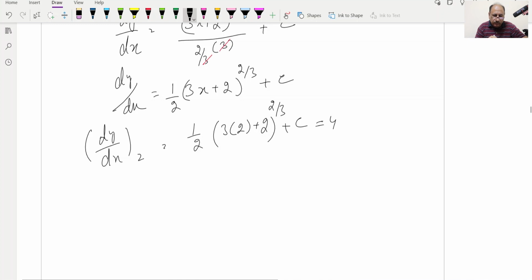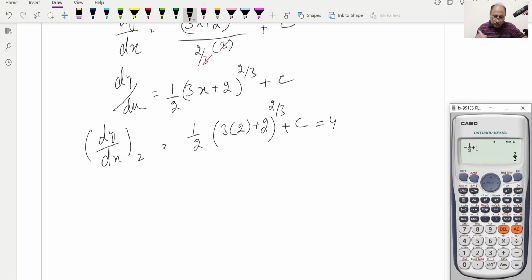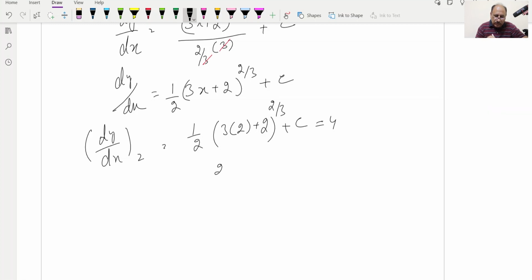Our equation will be, we can simplify this whole thing, which is 0.5, which is 1 by 2, and multiply 3 into 2 will be 6, 6 plus 2 will be 8. So 8 raised to the power 2 over 3, and this is equal to 2. So we can write 2 plus c is equal to 4, so c is equal to 4 minus 2, which is equal to 2, and this value of c we will replace over here.